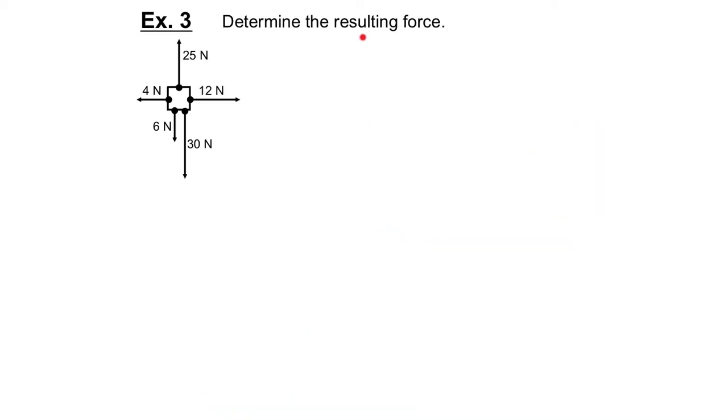Example 3: determine the resulting force. Here I have an object with a bunch of forces pulling in different directions: up, down, left, and right. I'm going to label them vector A, vector B, vector C, vector D, and vector E. If I want to determine the resulting force, I could do this geometrically, draw it out on a grid or something, but I'm going to choose to do this algebraically.